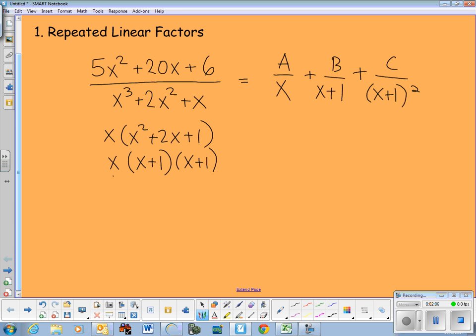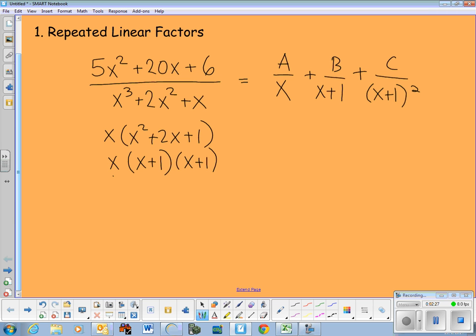Now think least common denominator. My least common denominator is x times (x plus 1) squared. A very common mistake is to multiply by things that you don't need. You don't have to multiply A, B, and C by everything that is not under them sometimes, and we'll see that in just a second.